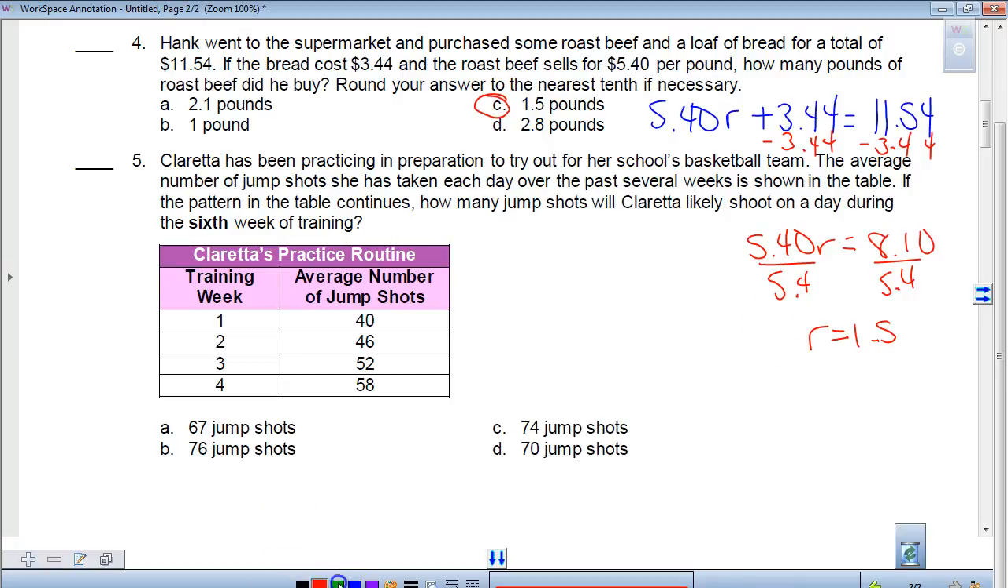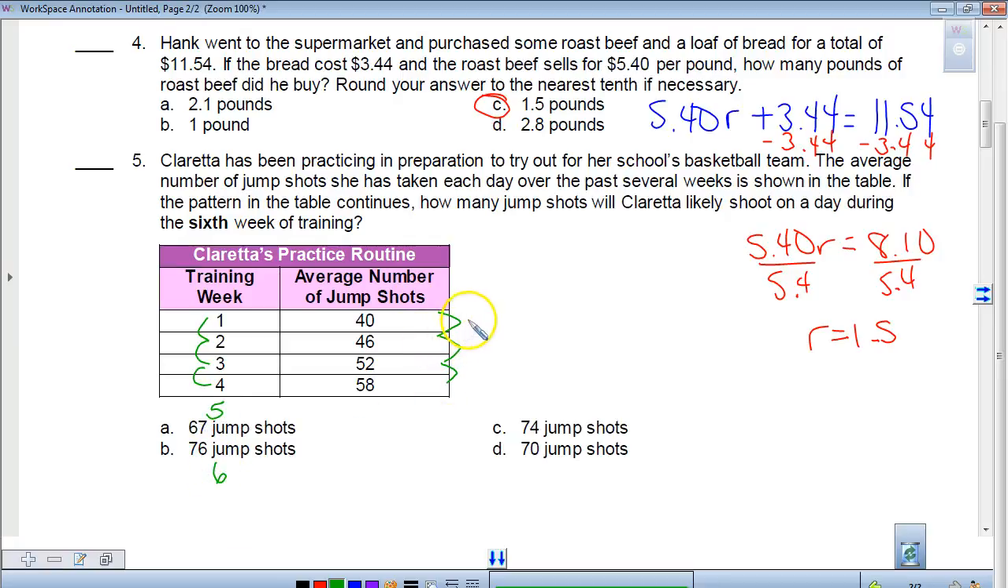Number 5, we've been practicing in preparation to try out for the basketball team. And here's a table, and we are wondering how many she's likely to shoot on a day during the 6th week of training. So again, this is similar to number 1. We've noticed that these all go up by 6 each time. But the key here to remember is that we're not looking for the next one. We're looking for the one after that.